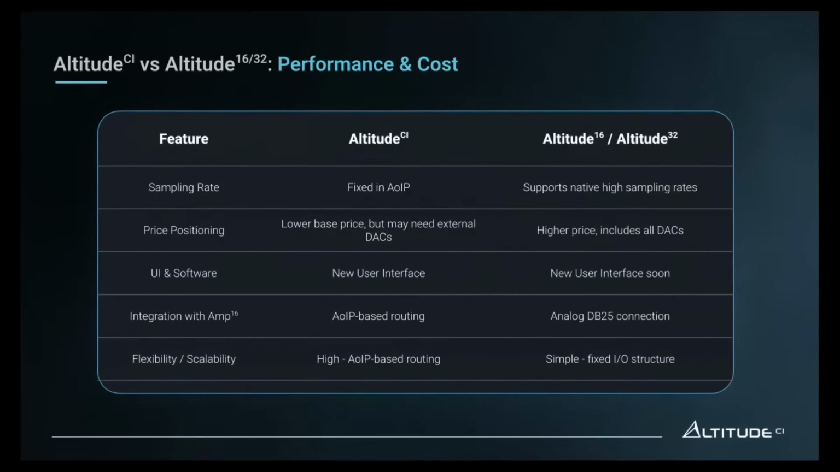And more examples. The CI does all of its processing in the same way that the 16 and the 32 do, meaning it does all of its processing at the native incoming sampling rate. So if you're playing a 24/96 recording, we're doing all of our signal processing at 96 kilohertz. Everything else in the market has to down convert that to 48 kilohertz because that's what the DSP chip that they're using knows how to do.